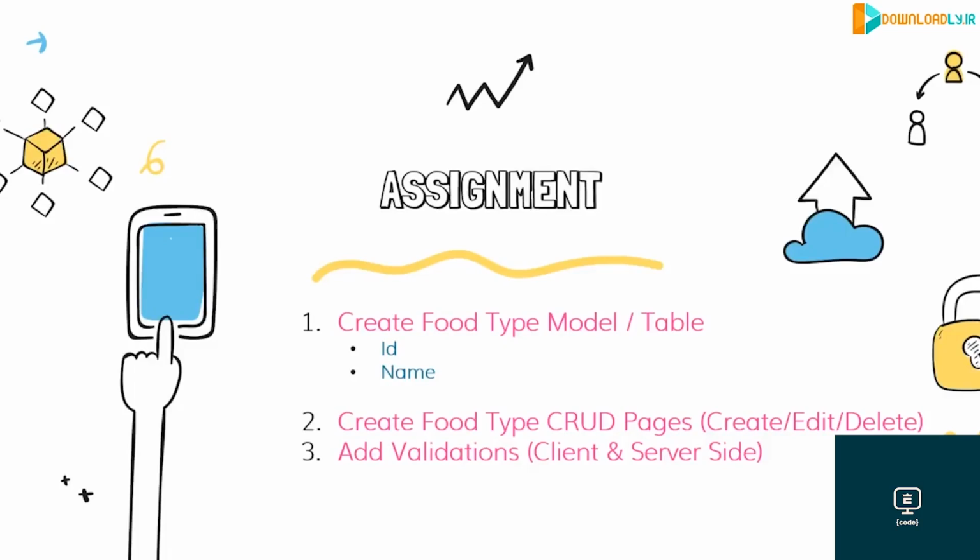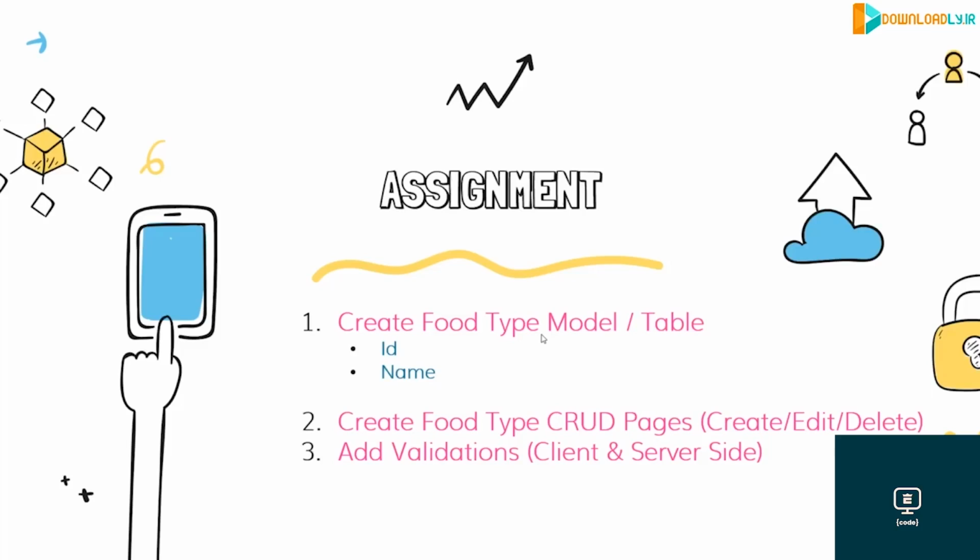Now that we have practiced a CRUD operation with category, I want you to take an assignment. For that assignment, I want you to create a new model which will be food type. And that model will have two properties, ID and name. So food type will be the new table name and it will only have two columns, ID and name. And then I want you to create CRUD operations just like we did on category. So you should be able to perform create, edit and delete functionalities, and I want validations on name that it is a required field. I want you to implement the client-side and server-side validations.